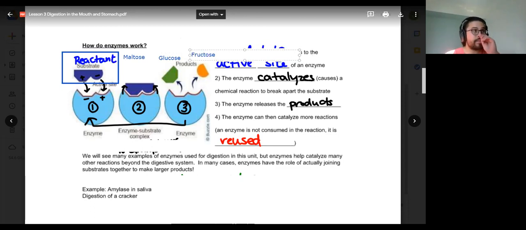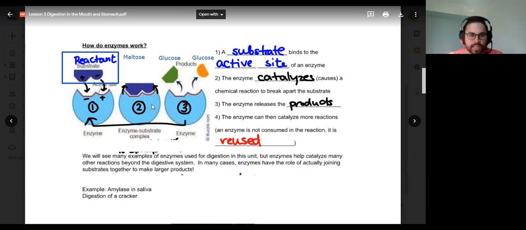Okay. Does that make sense? Oh, sorry. It's two glucose molecules, not a glucose and a fructose. So that maltose, which cannot be used in cellular respiration, is broken down by an enzyme through these three steps to allow that glucose to be able to be used in cellular respiration.